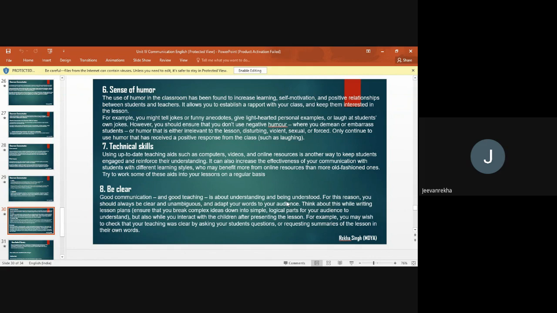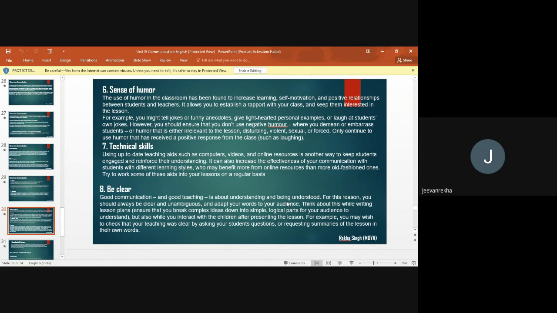If you have a sense of humor, your students will stick with you. For example, you might tell jokes or funny anecdotes, give light-hearted personal examples, or laugh at students' jokes. However, you should ensure that you don't use negative humor.